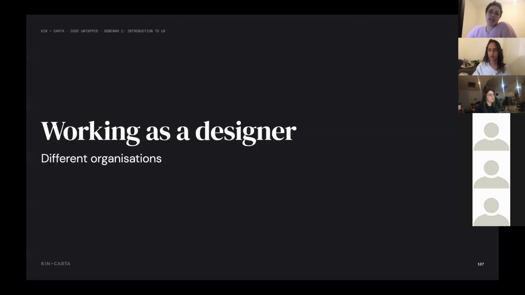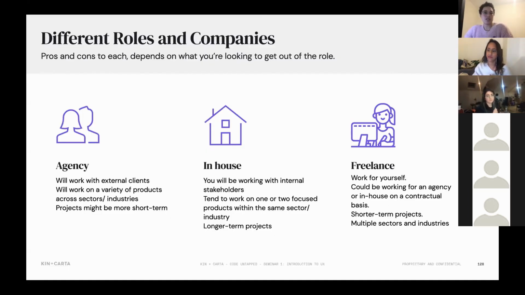So we're nearing the end of our talk before even more Q&A. Before we finish, we want to talk briefly about different types of organizations that you might work in as a UX designer. So we have agencies like us, which means that, like us, you will work with external clients. You'll work on a variety of products across sectors and industries. The projects you work on will generally be more short-term, although we have had quite a few longer engagements, like 1 to 2 years.